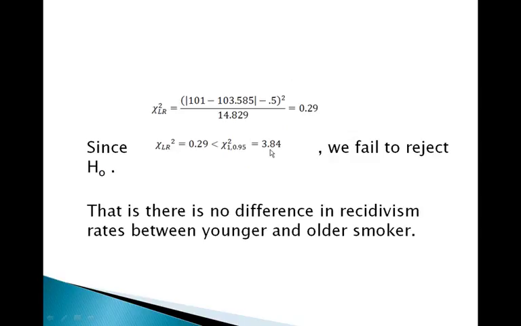And if we compare that to the 3.84 critical value we would get with an alpha of 0.05, we see that the log rank test statistic is smaller than the critical value, and we fail to reject the null. That would be equivalent to saying that, given this test, we would expect that there is no difference in recidivism rates between younger and older smokers.